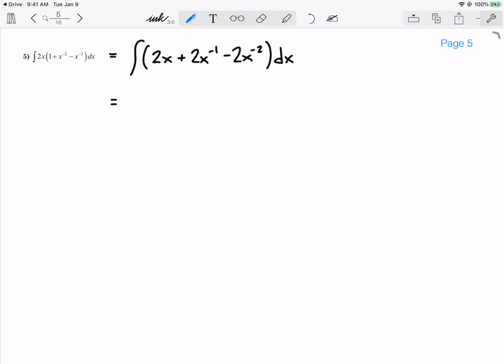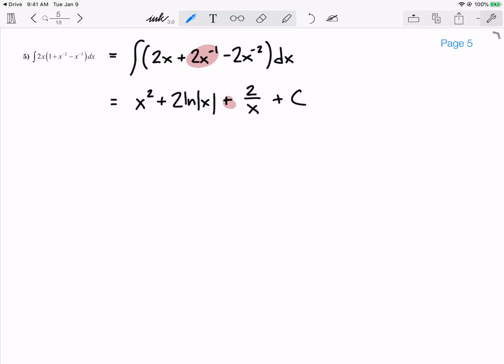So if I integrate that, I get x squared plus 2 times the natural log of x. This is that one where x is to the negative first, so that's natural log. Plus 2 over x. When I add 1 to the negative 2, I get negative 1, and I have to also divide by a negative 1, so that's why I got this positive here. And then I've got plus my constant of integration.